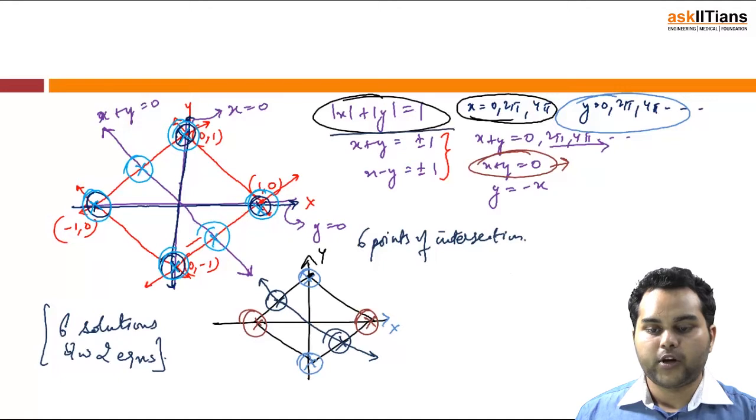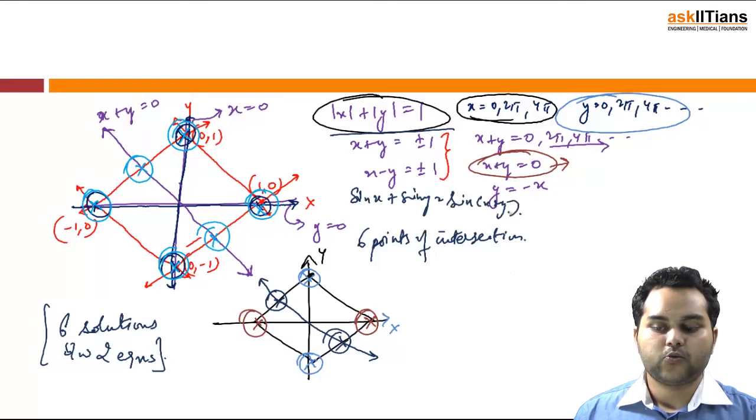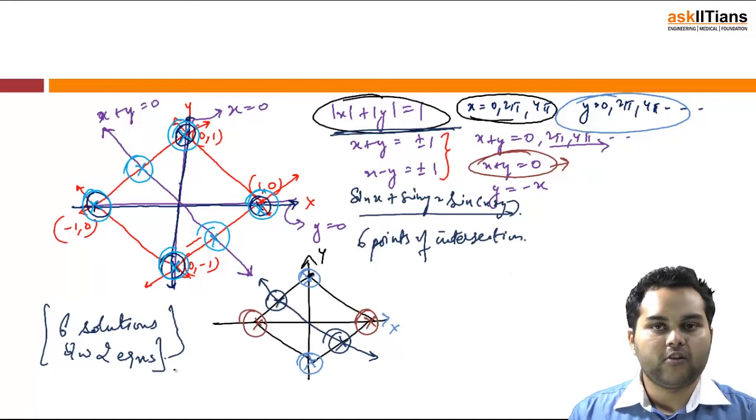First being mod x plus mod y is equal to 1, and second one being sin x plus sin y is equal to sin of x plus y. So these were the 2 equations that we were having, of which such were the solutions that were derived. Even if cos x plus y by 2 and cos x minus y by 2 would have been considered, the solutions would have been overlapping with what we have already seen.